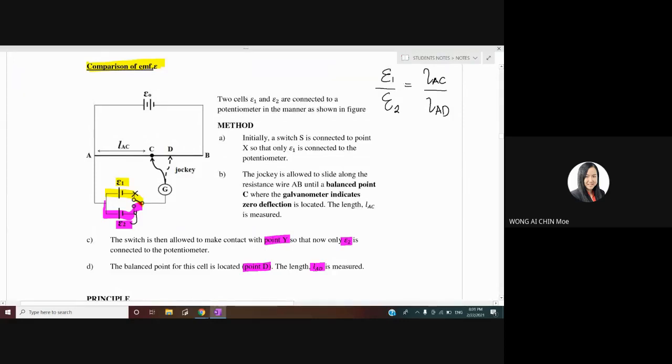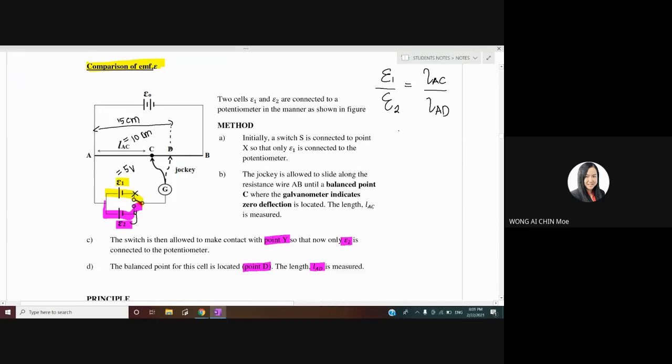Let's say epsilon 1 is 5 volt, and LAC, for example, is 10 cm. So can you find epsilon 2 if, let's say, AD is 15 cm? Okay, so can you find epsilon 2? We substitute inside.